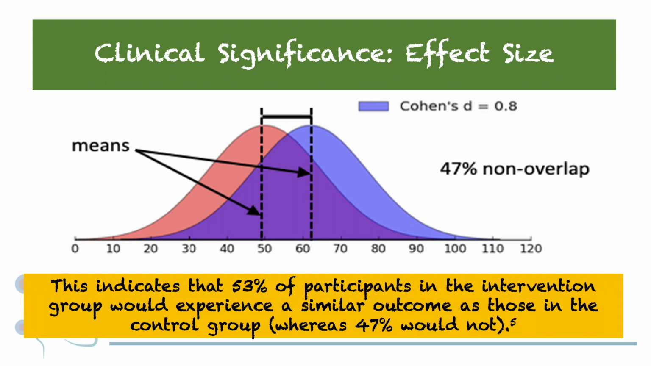But we don't want to know that. We want to know how many people this is going to work on. Okay, and what that comes down to is the area of non-overlap, or 47%. Please note that this is not what was found in the study. I'm just using the Cohen's d of 0.8, a large effect size, as an example.